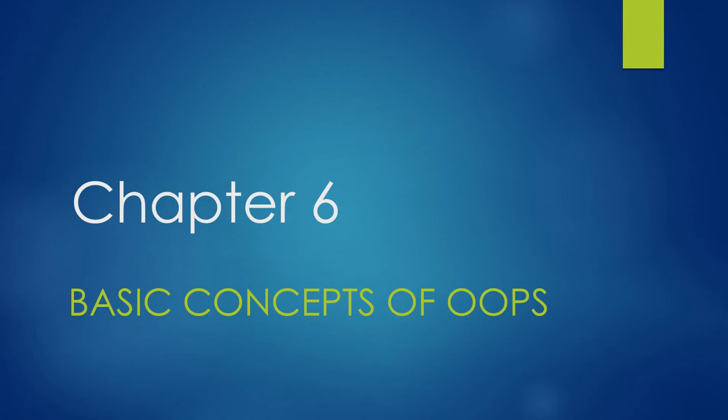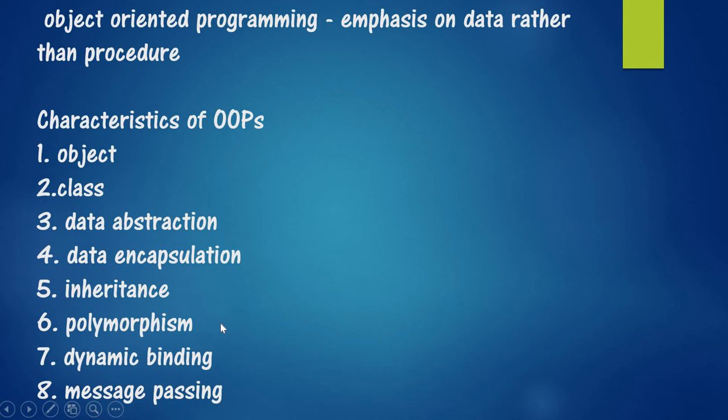Hi students, today we are discussing the topic basic concepts of OOPS, chapter 6. OOPS means object oriented programming language. C++ is an object oriented programming language. Then what is this object oriented programming language?